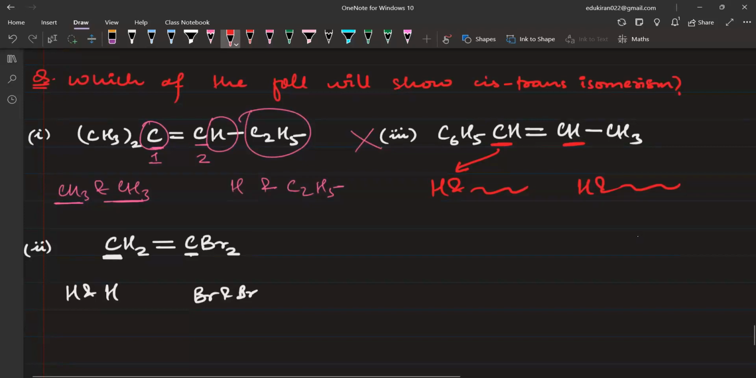We have two different groups on both the carbon atom. That means that it is going to show cis trans isomers. अब ये शो करता है तो इसको दिखाई देते हैं। So you will write C double bond C. There will be four groups. C double bond C. There will be four groups.